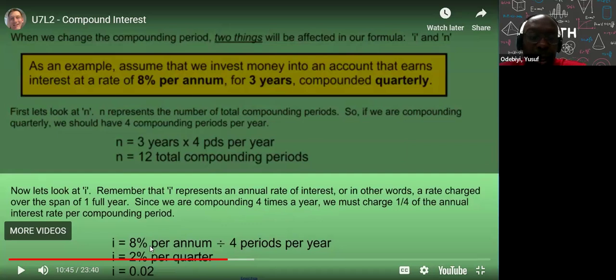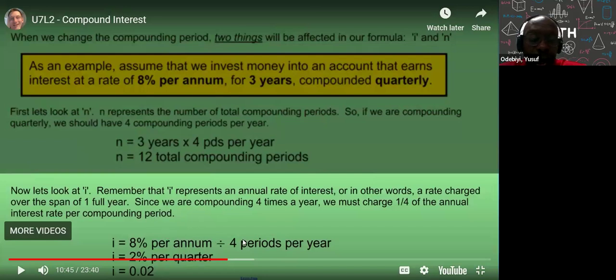The interest rate is being applied. So let's read what it says there. Interest rate, I, represents an annual interest rate, or in other words, a rate charged over the span of 1 full year. Since we're compounding 4 times, we must charge a quarter of the annual interest rate per compounding period. That interest rate is for the whole year, but we have to charge a quarter of that rate to the compounding period.